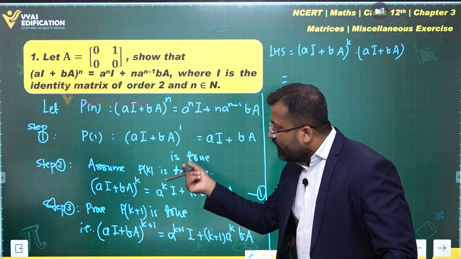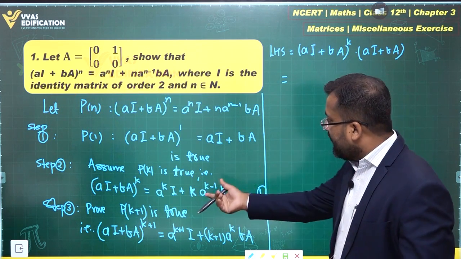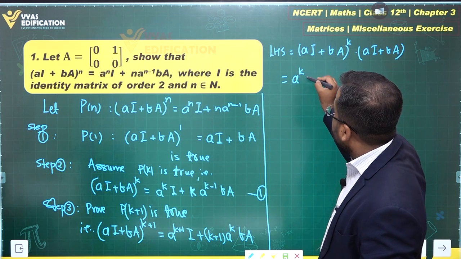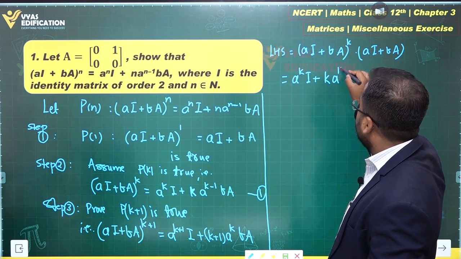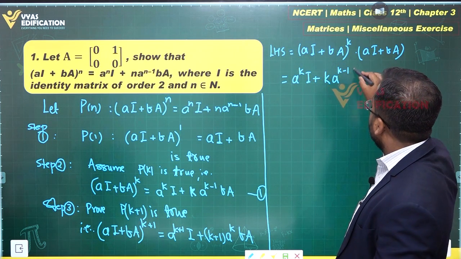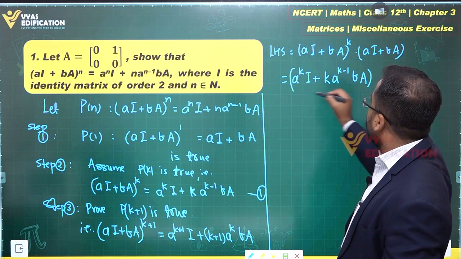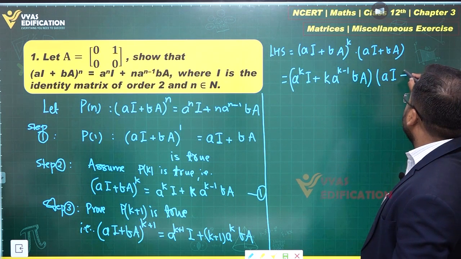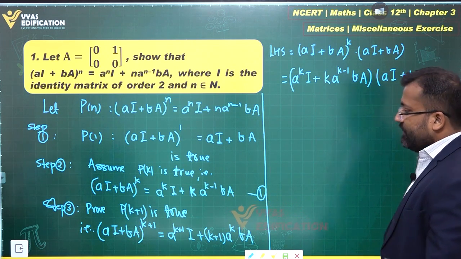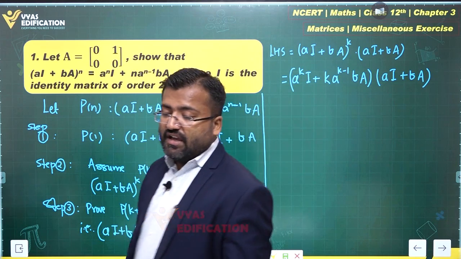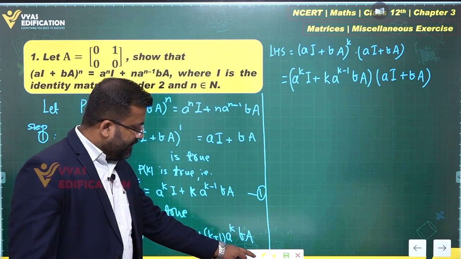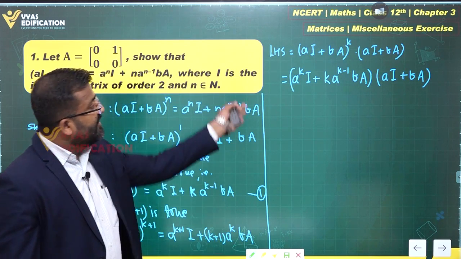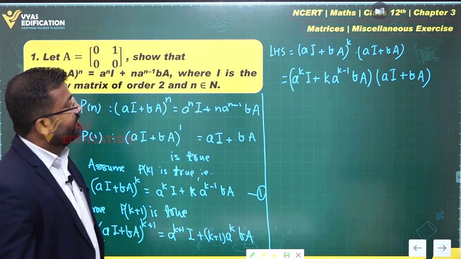So, (AI + BA)^k is equal to something. Let's substitute that. What do we have over here is (A^k I + k A^(k-1) BA), and then you have (AI + BA) again, okay? What next? After this, what we are supposed to do is simply simplify this expression by multiplying.